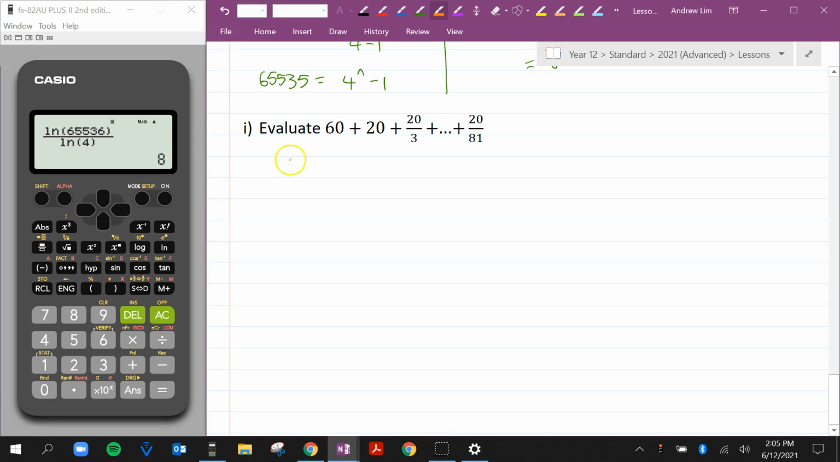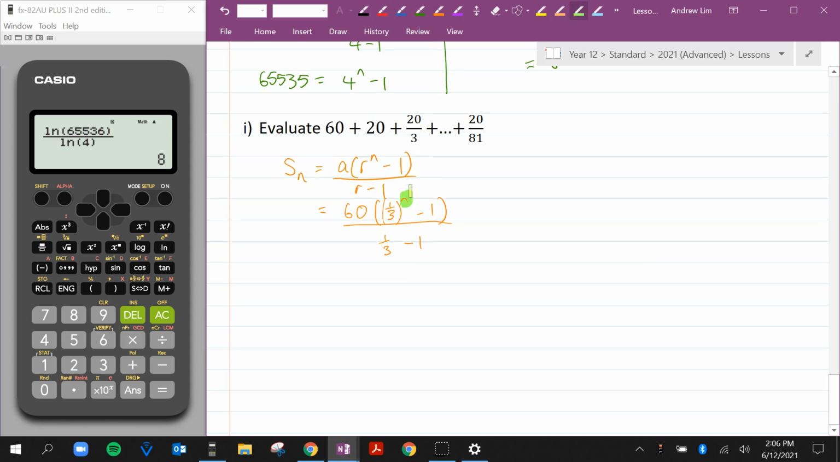Okay. So I'm just going to write the formula. Sn is equal to a bracket r to the n minus 1 over r minus 1. We know a is 60. The ratio here looks like it's 1/3, because 20 divided by 60 is 1/3, so 1/3 to the power of n minus 1 over 1/3 minus 1. Now, I can't actually work out this sum because I need to know what n is equal to. I need to know how many terms there are.